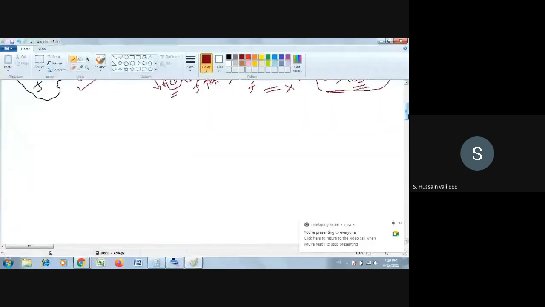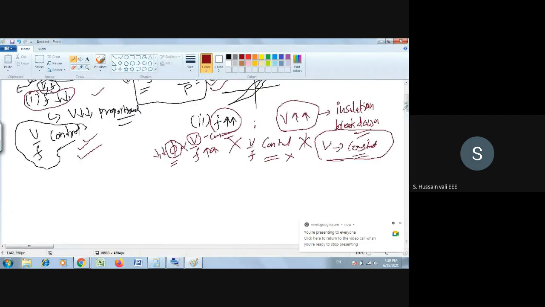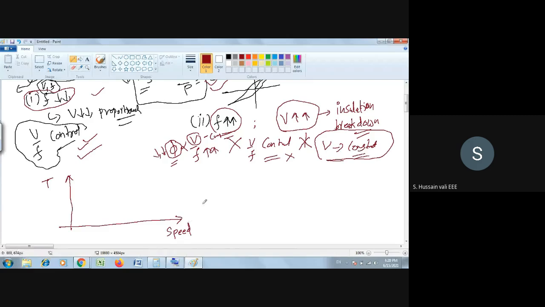Okay. So now you see here. What you will understand here is that we will draw the torque speed characteristics. This is torque. This is speed.